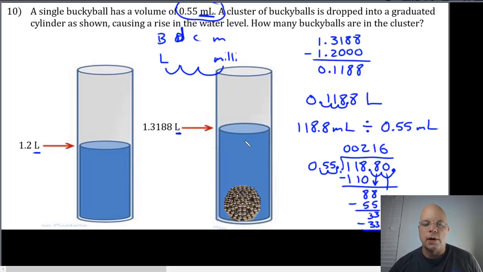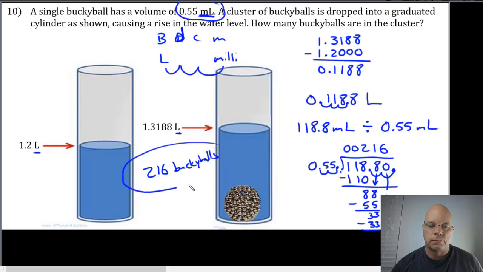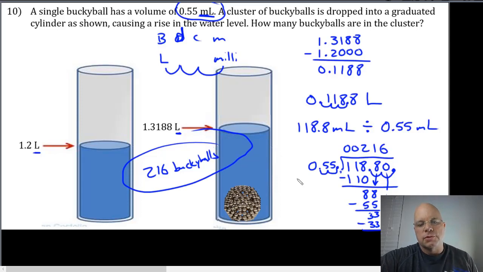So the answer is 216 buckyballs in the cluster. That was a hard problem. We needed decimal subtraction and then decimal division. Okay, we'll complete the review of page 4 on the next video.